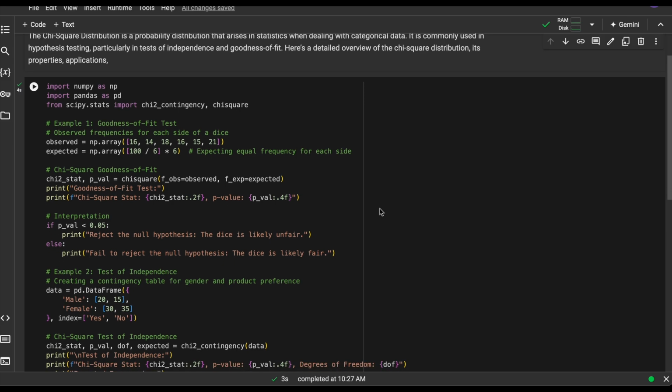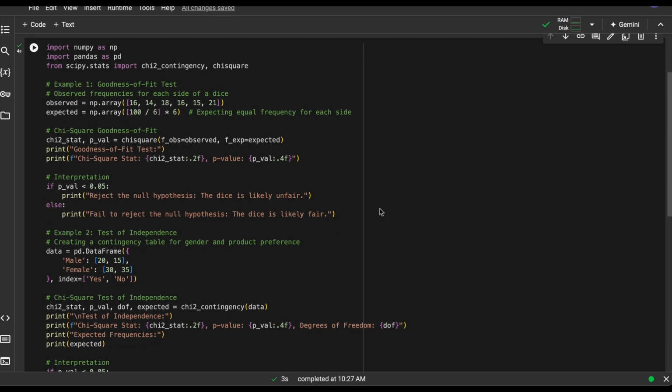A characteristic of the chi-square is that it is positively skewed. The chi-square distribution is right skewed, especially with low degrees of freedom. We can identify the low degrees of freedom.